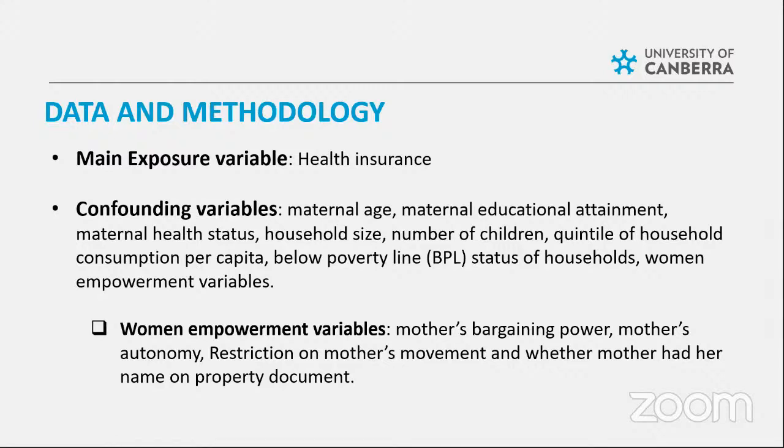Variables that loaded onto mother's autonomy related to whether the mother could go alone to a health center, whether she could go alone to visit a friend, whether she went out with the husband or children to a cinema or restaurant. So those were the variables that loaded on mother's autonomy. And the variables that loaded onto restriction on mother's movement were questions relating to whether the mother needed permission to visit a health center or whether she needed permission to visit a friend. One variable, whether the mother had her name on the rental or property documents, didn't load onto these 3 factors. So we included it as a separate regressor in our regressions.